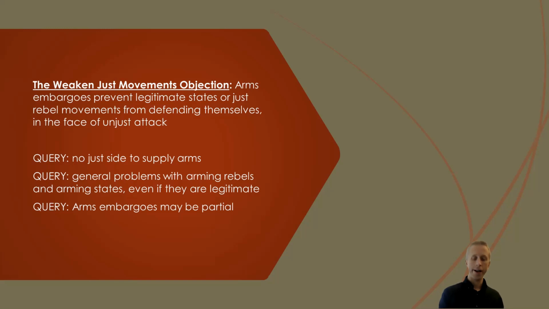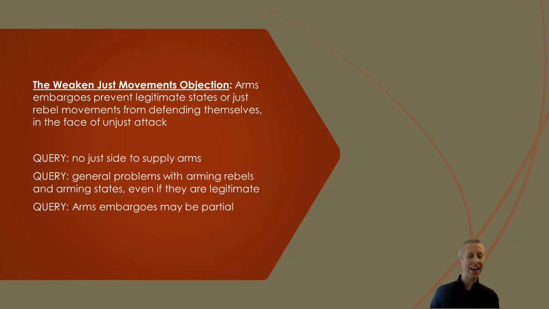The more general worry then is that arms embargoes preclude legitimate actors, states, rebels fighting just causes from being able to defend themselves. A few points I want to highlight about this. Sometimes there might not be a just side to supply arms to, as the war is fought by two or more problematic sides. In fact, you might think that most wars are like this. Most wars are unjust, so it's less of a problem if arms embargoes preclude weapons to both sides. In fact, it might be seen as a significant benefit.